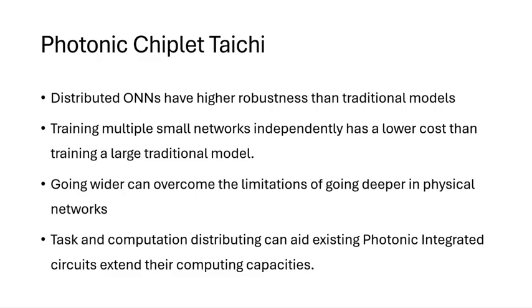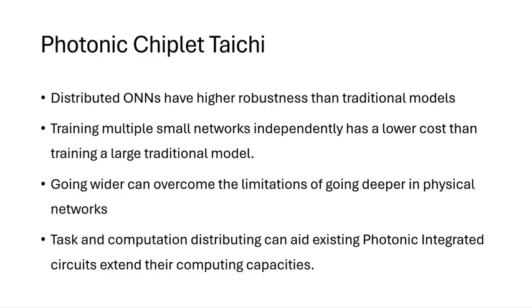Next is the photonic chiplet Taichi, for which a prototype was implemented. Distributed optical neural networks have higher robustness than traditional models. Training multiple small neural networks independently has lower cost than training a large traditional model. Going wider can also overcome the limitations of going deeper in physical neural networks, with a lot of developments being made by adding more layers into neural networks.